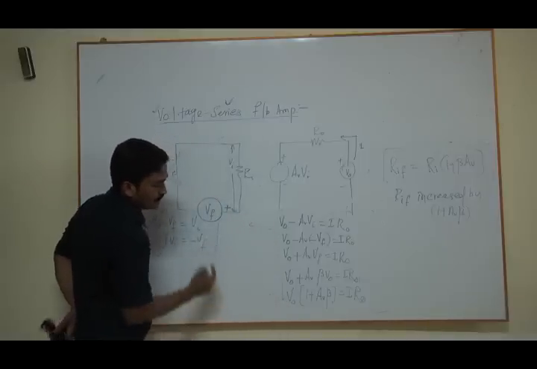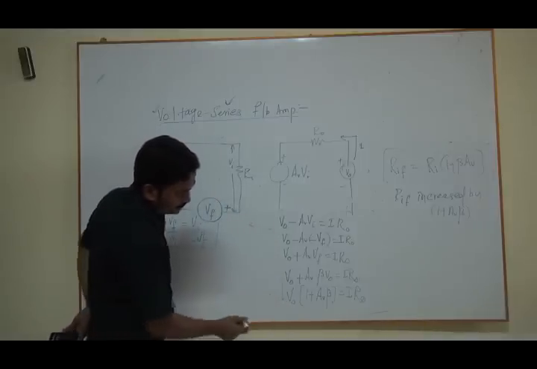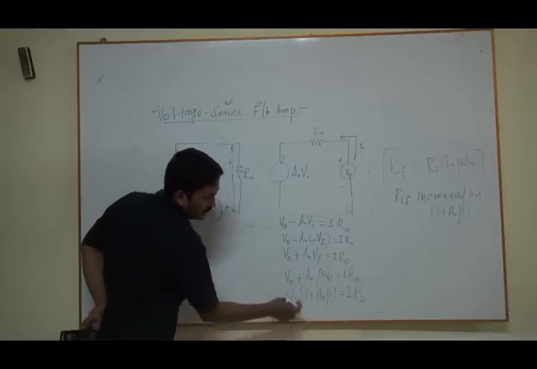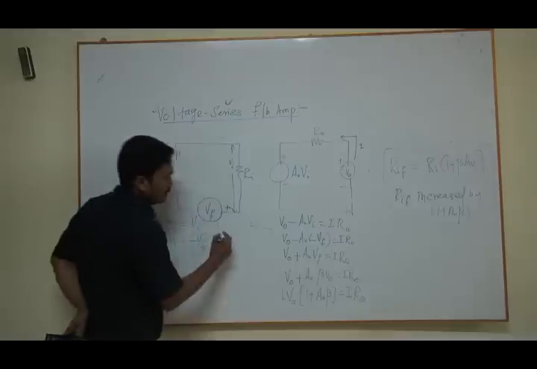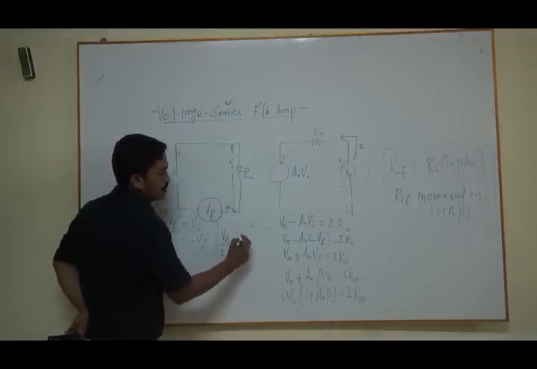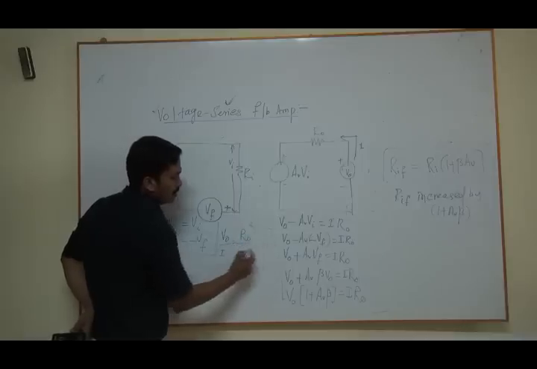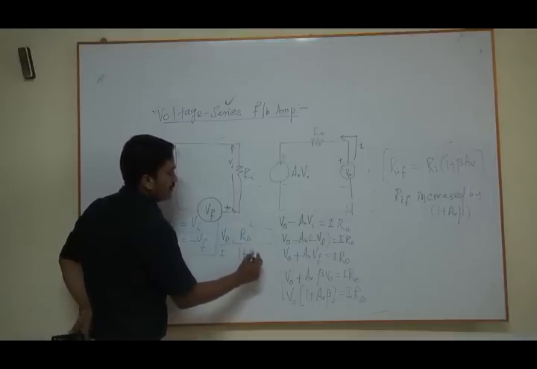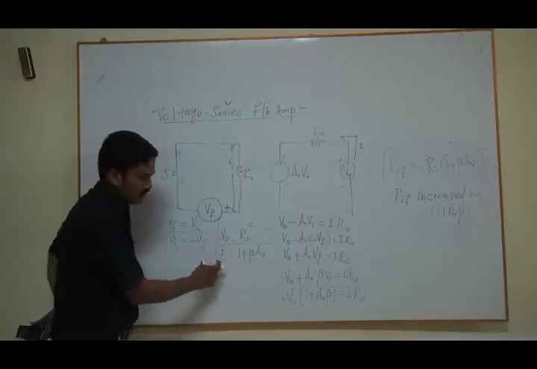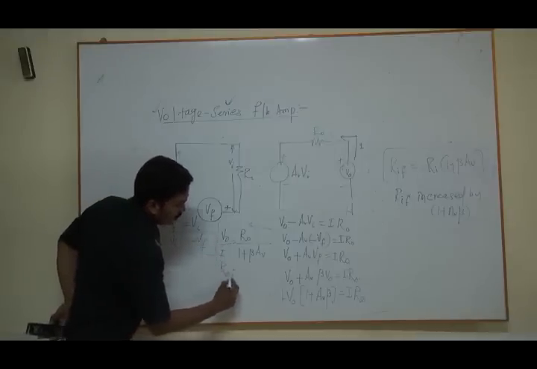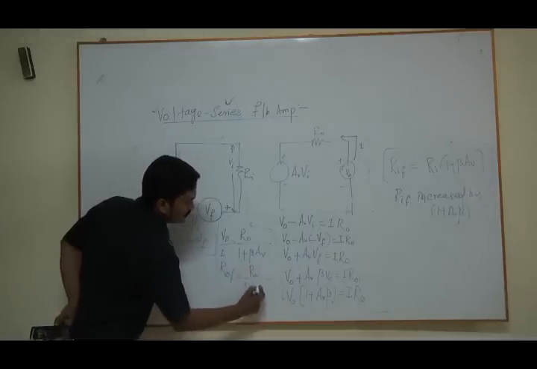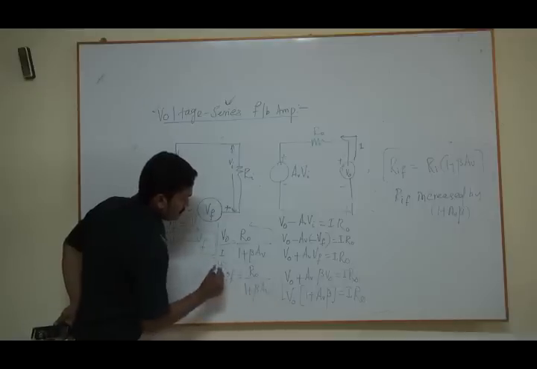coming here, and you rearrange the equation. You bring I to the left side and this term to the right hand side, so you get V naught by I is equal to R naught by 1 plus beta AV. So this is output voltage by current. So you can write this R naught F equal to R naught by 1 plus beta AV.